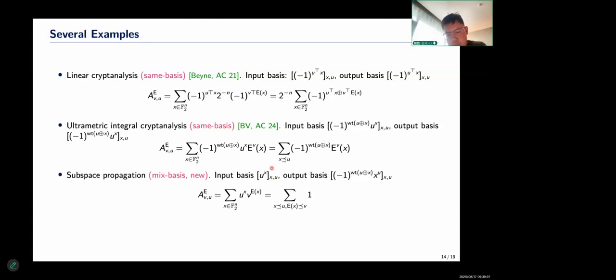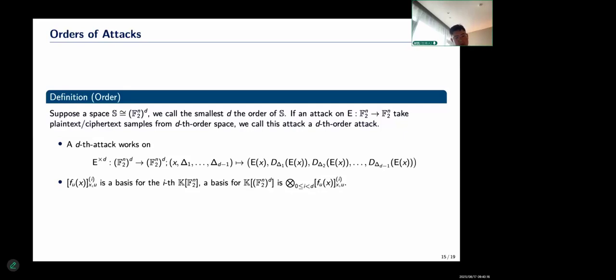So if we choose this as the input basis and this basis for the output, then we can get such a formula. If you look at this expression, you will find this is exactly the number of plaintext and ciphertext pairs, where the plaintext is inside one subspace and the ciphertext is inside another subspace. So we can use the geometric approach with a mixed basis style to describe these properties. This is not known before.